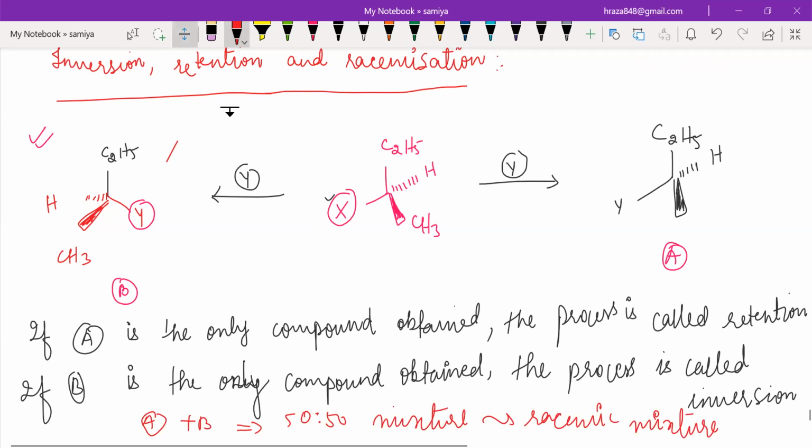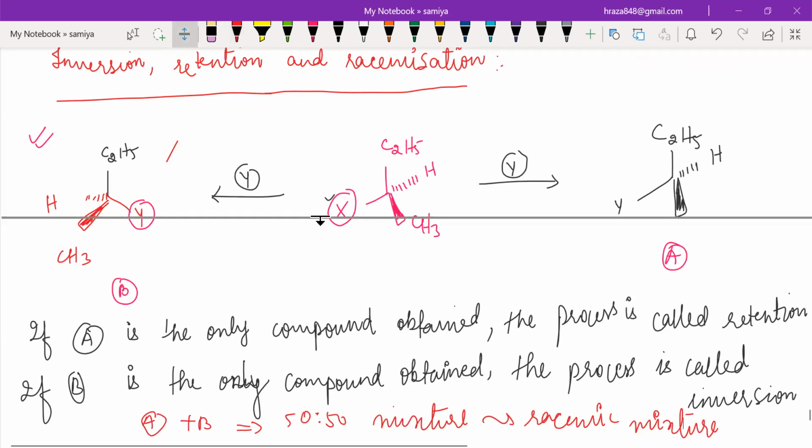Please write it, then I will write it. What does this A plus B mean? A has the opposite configuration of B. So if A is dextrorotatory, B will be levorotatory. So you know that one will move clockwise and another anti-clockwise. And if both are in the same ratio, they will cancel each other's effect and the racemic mixture will be optically inactive.